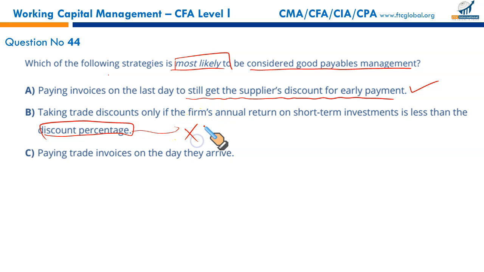This is an incorrect statement. C, paying trade invoices on the day they arrive. No, why would you do that? Delay as far as you can without damaging your relationship with the vendors. There's no advantage of making payment early. It will cause liquidity issues. So B and C are not correct. That makes A the right answer.